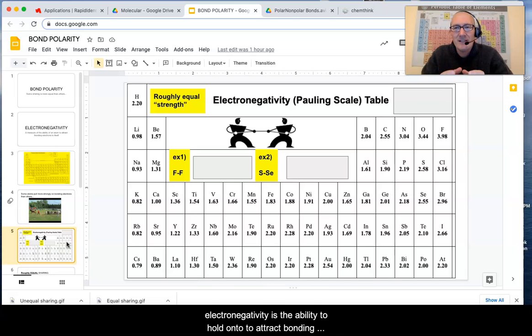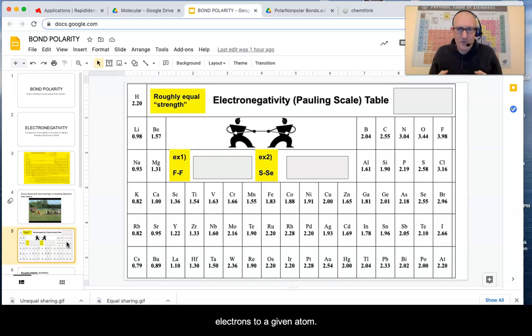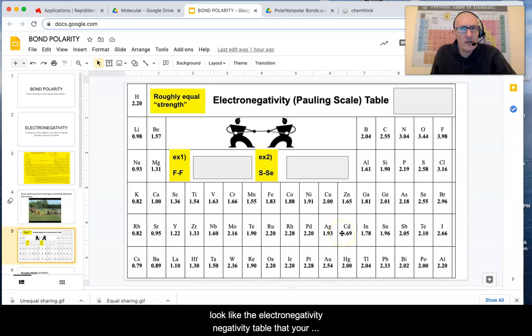Electronegativity, all right? Electronegativity is the ability to attract bonding electrons to a given atom. There's a table of electronegativity, and this might look like the electronegativity table that your teacher gives to you to use. And so this tug of war is going to fall into roughly 3 categories. So let's first focus on elements that have roughly the same strength, okay? And we've been talking about covalent bonds. We've been talking about molecular compounds, and those are going to be between the nonmetals and other nonmetals. So we'll focus on that first.